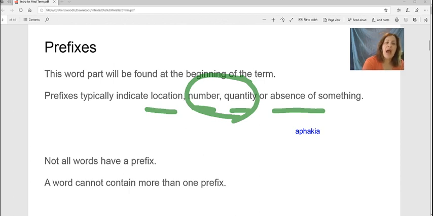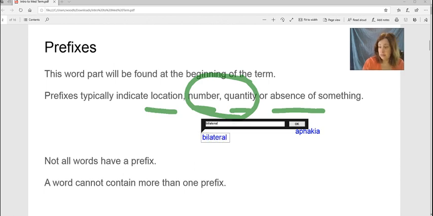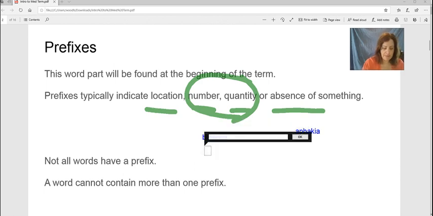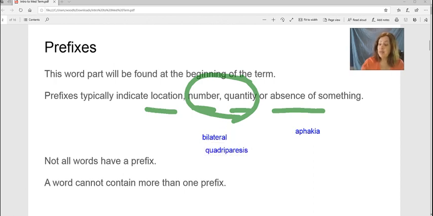I could use the word bilateral or quadriparesis. Bi means 2, just like a bicycle has 2 wheels. Bi means 2, so bilateral means 2 sides, referring to the left and the right side of the body. Quad is a 4. Think of like a quad you might ride for fun. A quad has 4 wheels. So quadriparesis would be a paralysis of all 4 limbs, arms and legs.